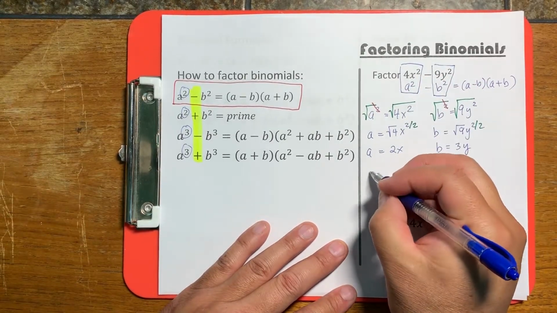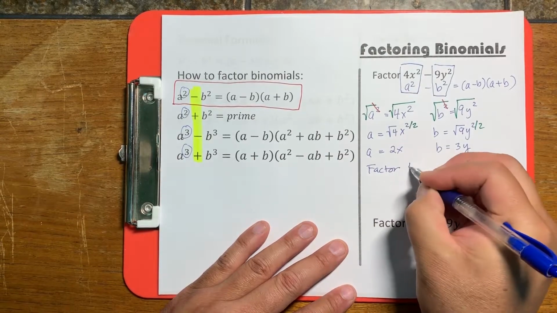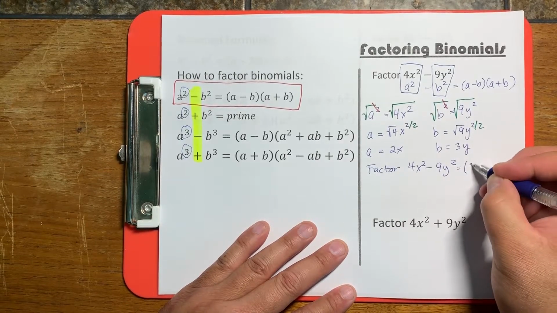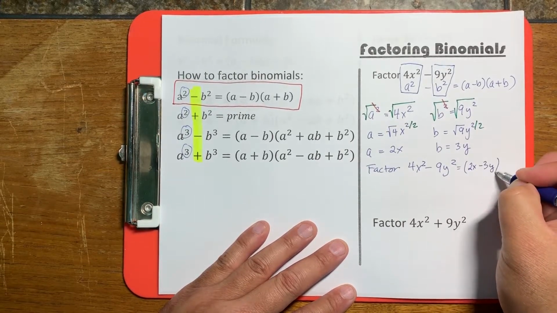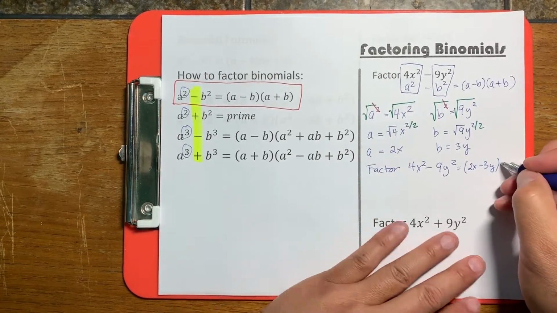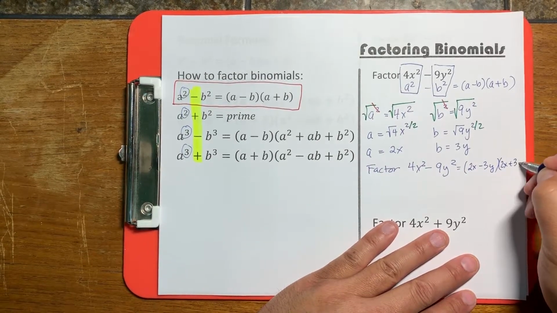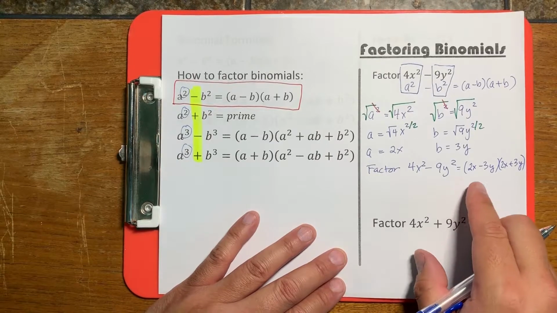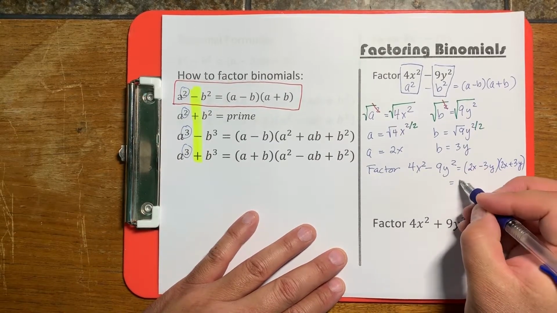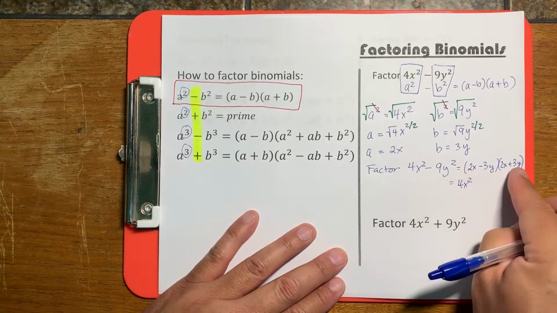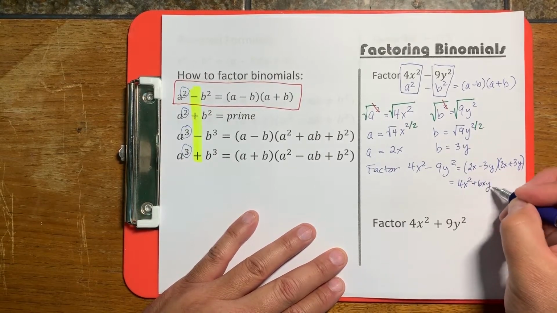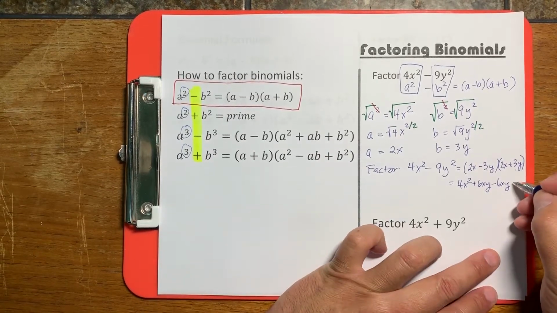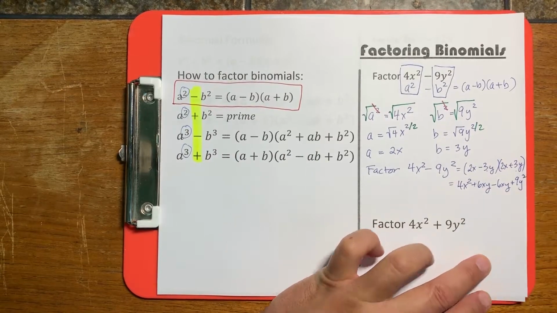Now, if we look at our original problem, we're saying that this is equal to a minus b. So here's a, here's b, a plus b. Okay. And if we wanted to double check it, we could by foiling. We could see that this times this is 4x squared. This times this is 6xy. This times this is minus 6xy. And that times that is plus 9y squared.